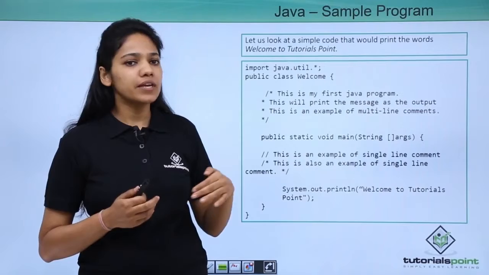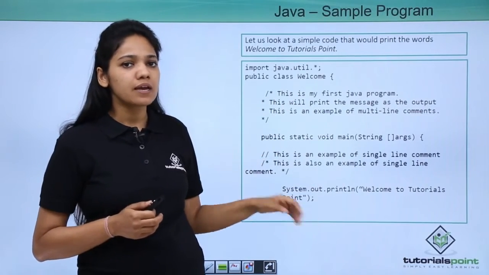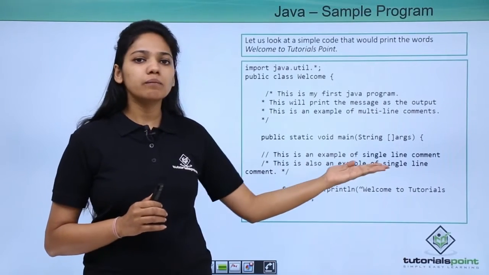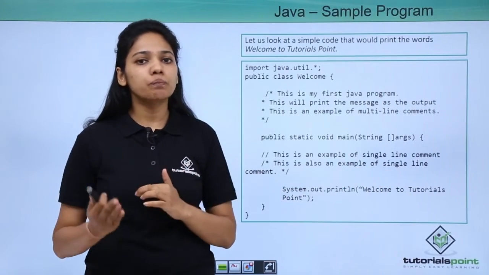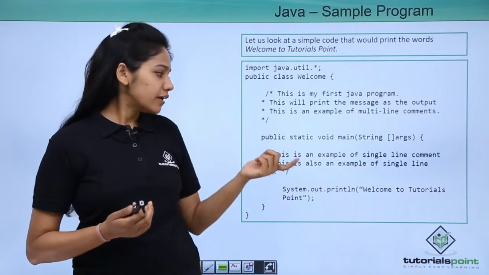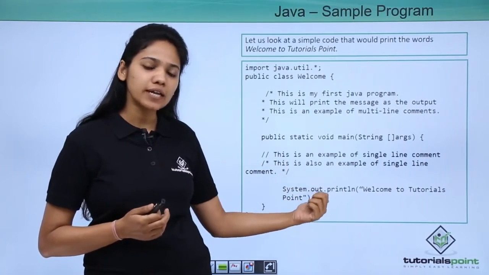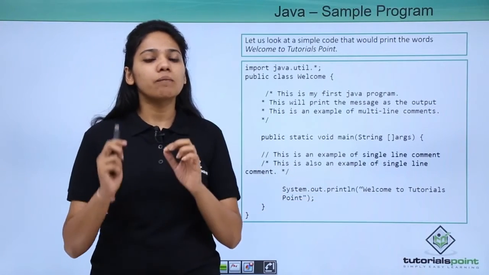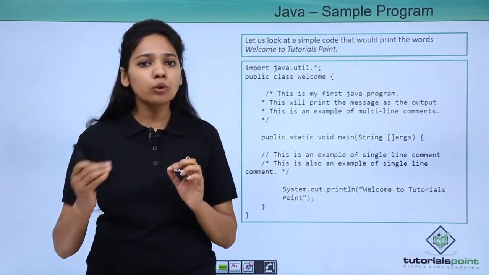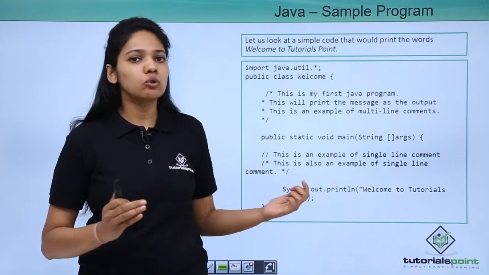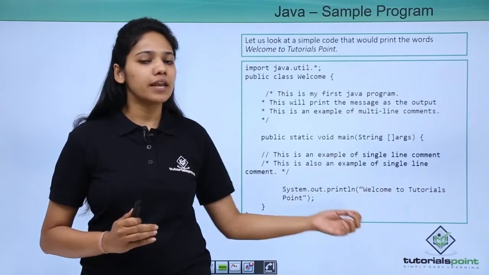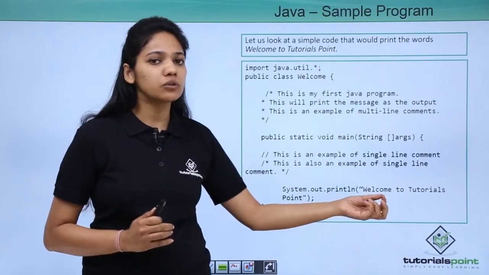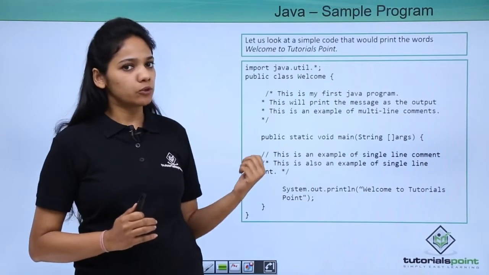In our previous example, we have seen how you provide certain comments. But our main purpose here is to print a simple message, welcome to Tutorialspoint. How do you print a normal message? We have written system.out.println, and in the brackets, in the inverted commas, you provide the output that you want to see, and then you close the statement with a semicolon. Again, repeating, any statement in your program needs a semicolon, otherwise it will throw an error.